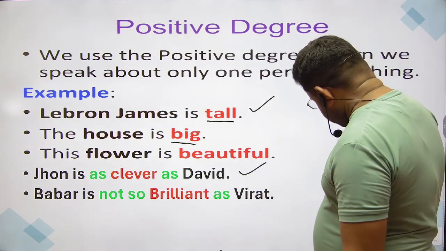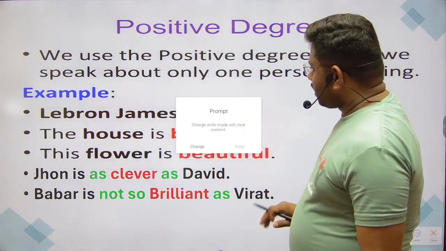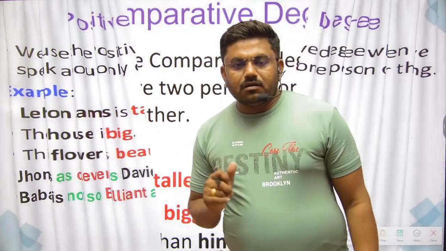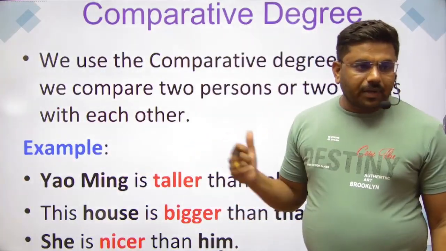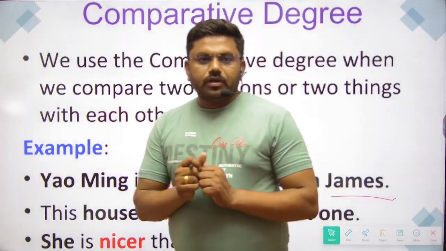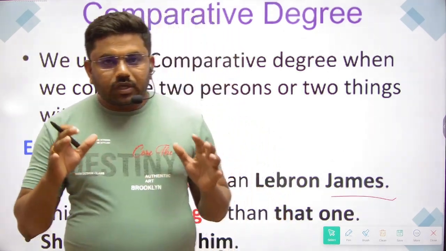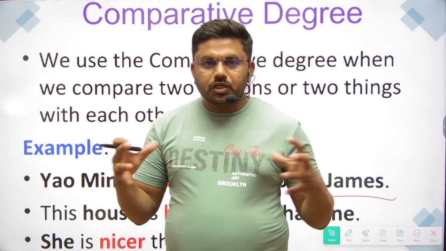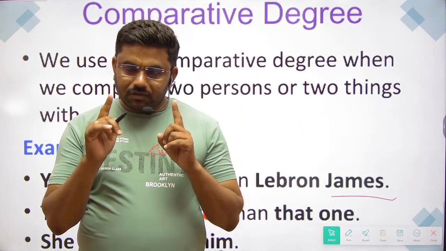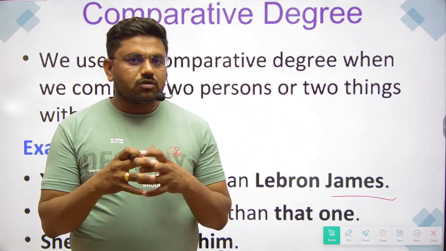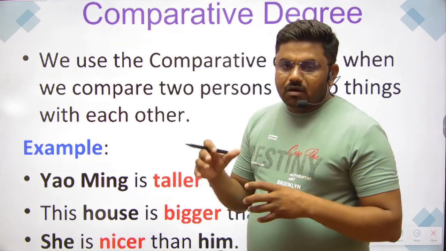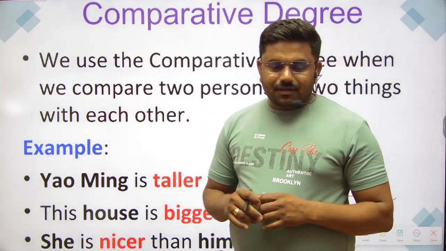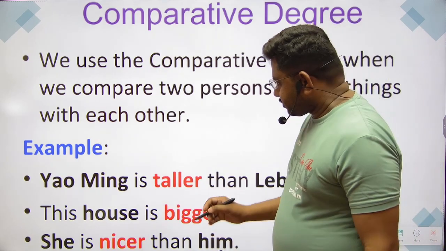Okay, now see, the second type of degree is the comparative degree. We use the comparative degree when we compare two persons or two things with each other, not only for a single one but each other. If you want to compare, at that time we have to use the comparative degree. Now see some examples.